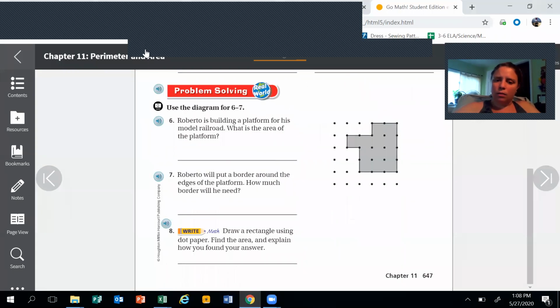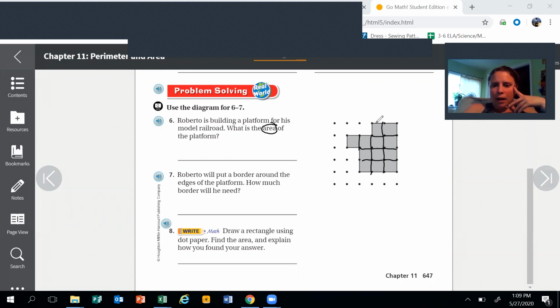Oh, is it already down all the way there? All right, and this is problem solving. You guys are good at problem solving. We're getting better at least. Roberto is building a platform for his model railroad. What is the area of the platform? So that's when we go in and draw all the grids. And then go ahead and count it.